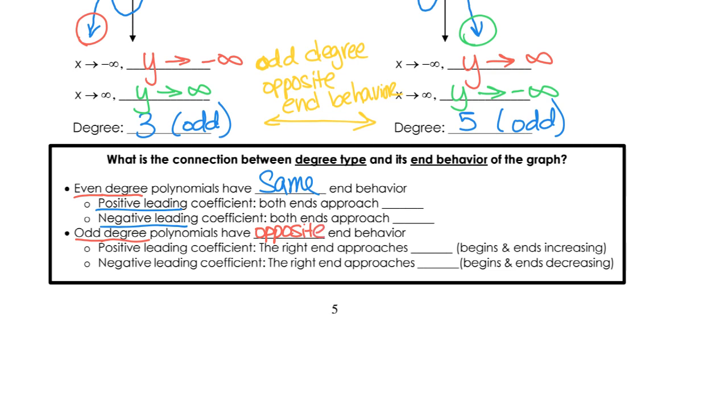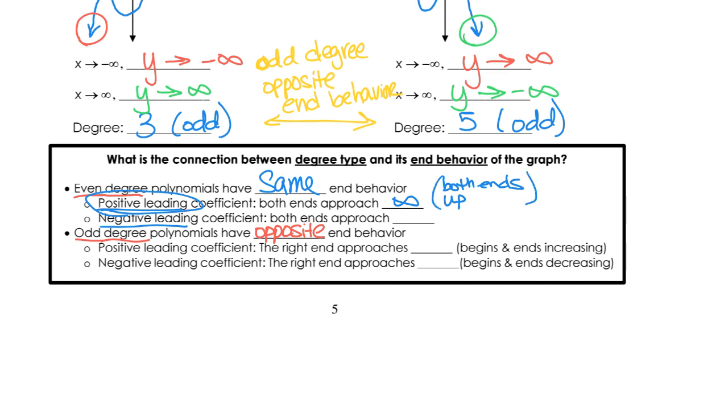Okay, and now we're going to go back up and look at the very first one, which had a positive leading coefficient because it was a positive x to the fourth, versus in number 2, we have a negative x to the eighth. In number 1, we have a positive leading coefficient, and that had both ends approaching positive infinity. Both ends were going up. All right, so we'll say both ends were going up and they were going to positive infinity.